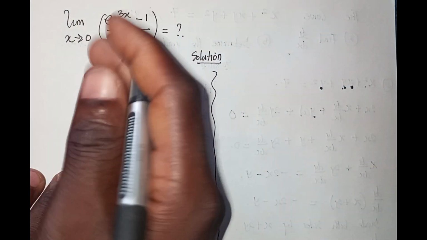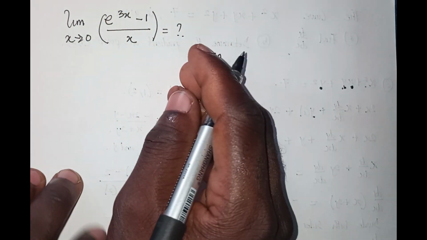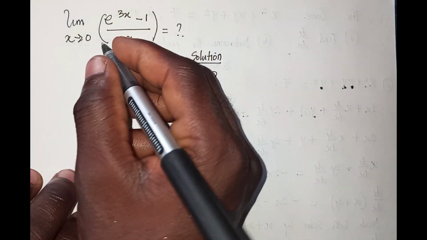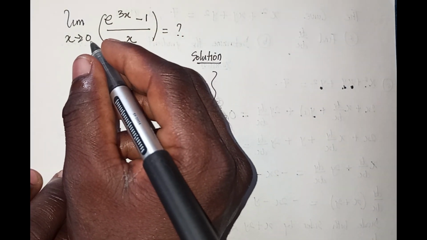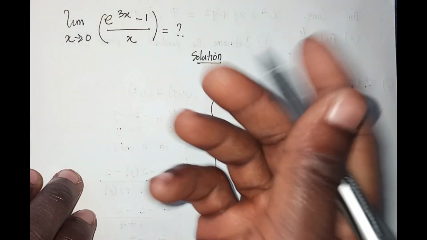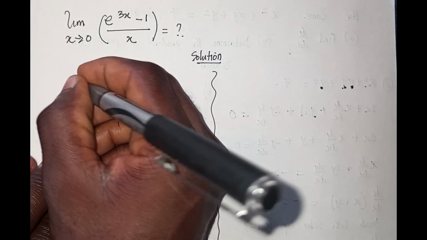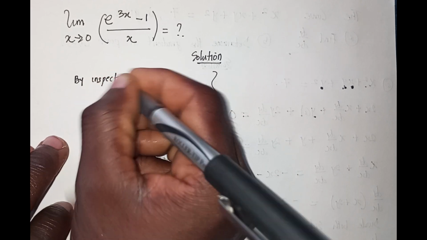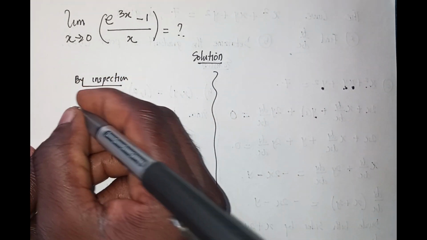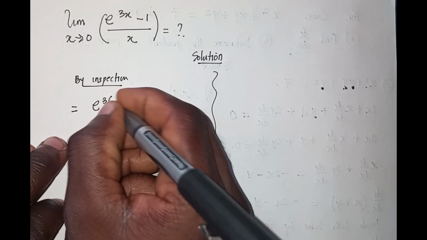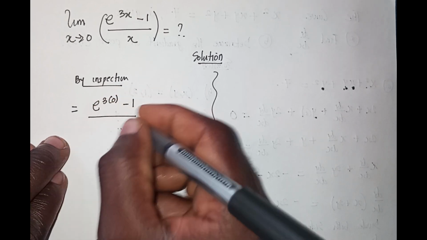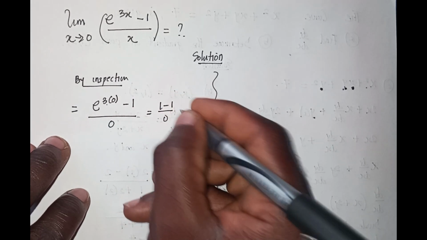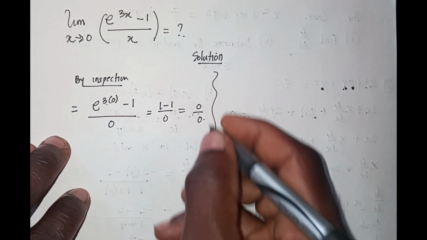Now let us first answer this question by inspection. Inspection, what do I mean? Let us just put the values into the limit here. They say limit as s tends to 0. Let's just put 0 directly. What are we going to have? So by inspection, that means we'll be having e raised to power 3 times 0 minus 1 over 0. And here that will be 1 minus 1 over 0, which is 0 divided by 0.